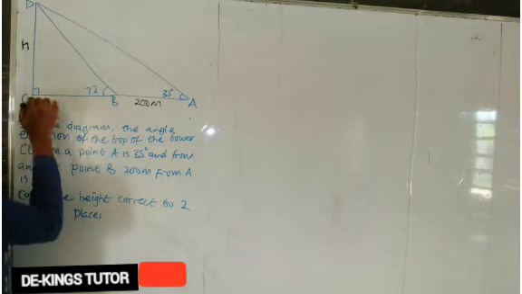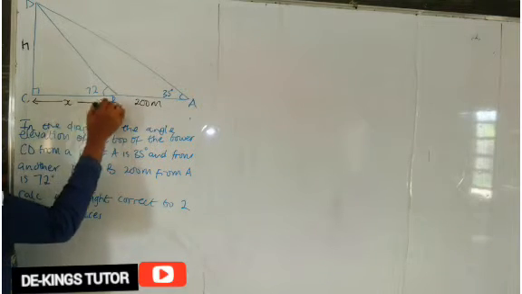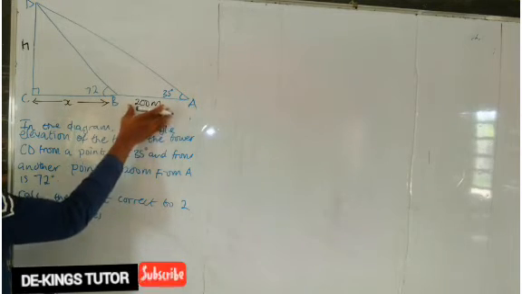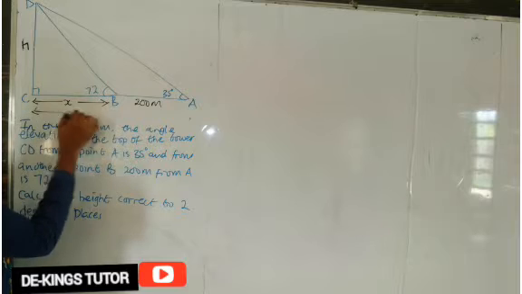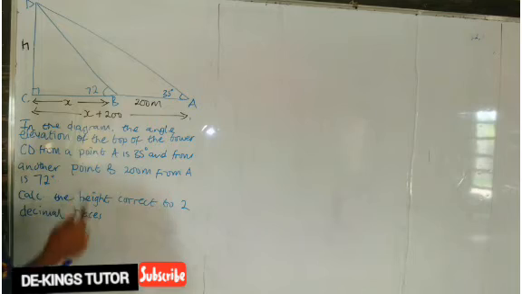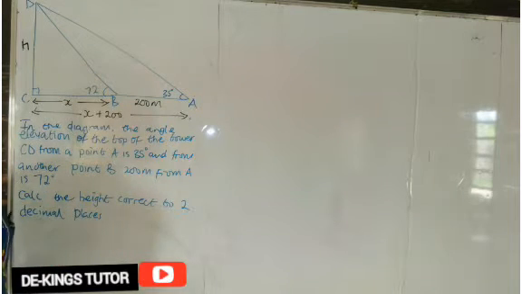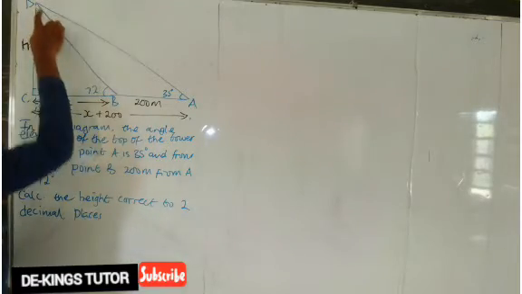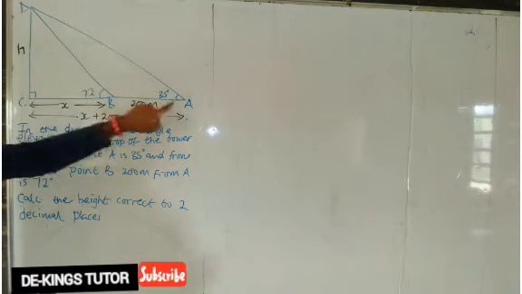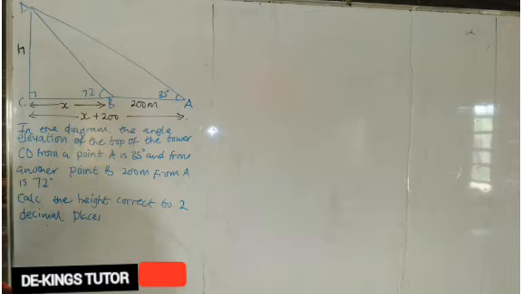Now remember, we are not given this part, so we can call here x. So if here is x, from here to here will be a combination of these two, which is x plus 200. So how do we solve? Now if you notice here we have triangle TBC and triangle DAC. So we'll take cognizance of the two triangles.